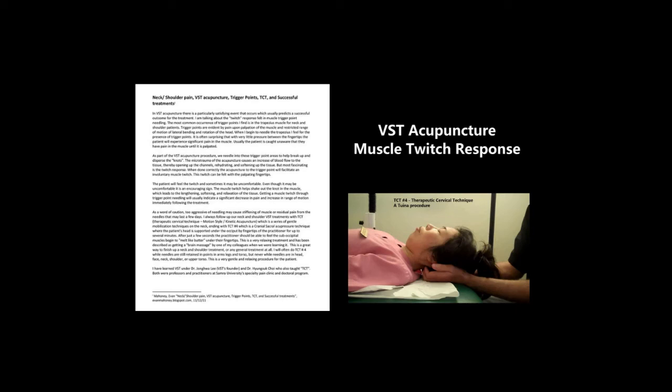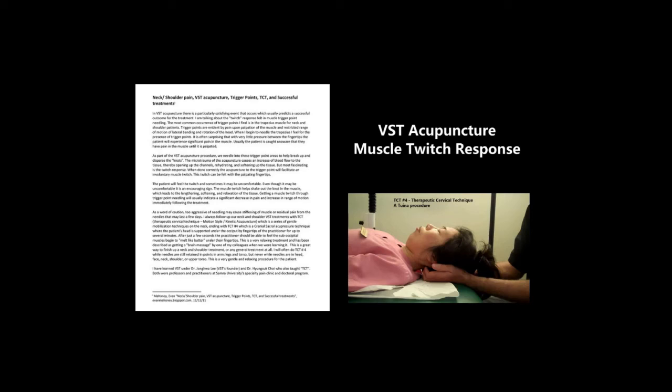This is a very relaxing treatment and has been described as getting a brain massage by one of my colleagues when we were learning it. This is a great way to finish up a neck and shoulder treatment or any general treatment at all. I will often do TCT number 4 while the needles are retained in the points on arms, legs, and torso, but never while the needles are in the head, face, neck, shoulder, or upper torso. This is a very gentle and relaxing procedure for the patient.